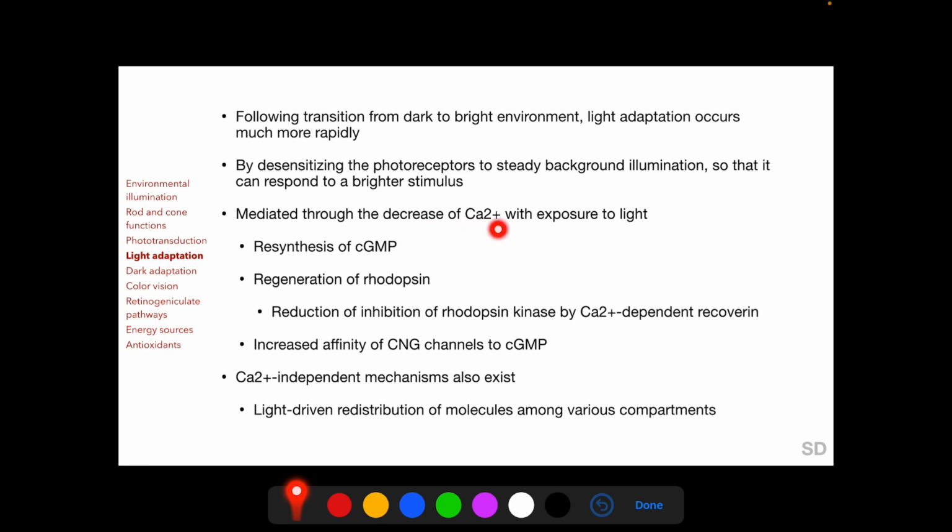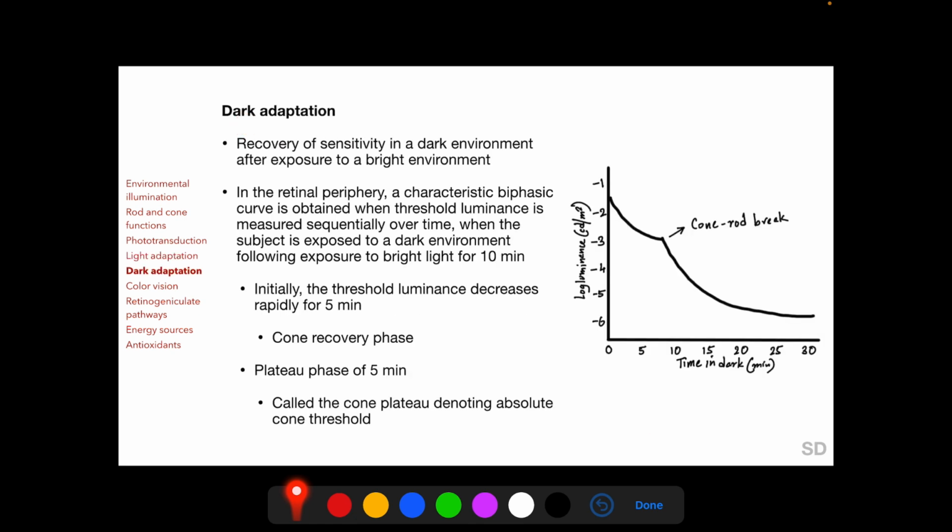Decrease of calcium ion concentration leads to inhibition of calcium ion dependent recovery, which leads to reduction of recovery mediated inhibition of rhodopsin kinase, so rhodopsin kinase is stimulated to phosphorylate metarrhodopsin 2. Calcium ion independent mechanisms also exist, and this is said to occur by light driven redistribution of molecules among various compartments within the photoreceptor.